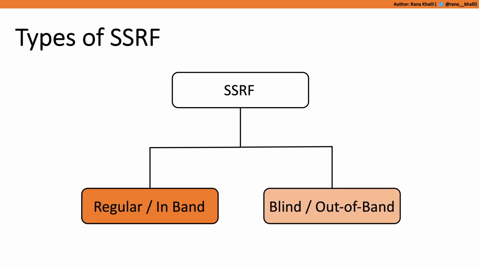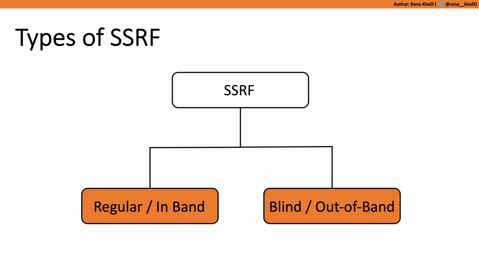The second type is called blind or out-of-band SSRF, and as the name suggests, this is where the application does not provide you back a response from your request. So in this scenario, if you were to request the admin page, the application might actually be vulnerable and the exploit was successful. However, the response is not displayed back to you in the application.